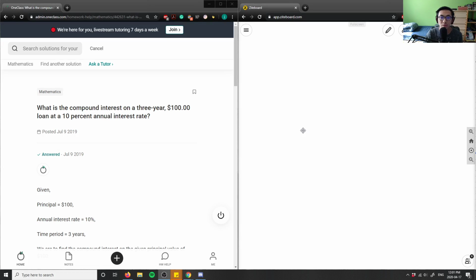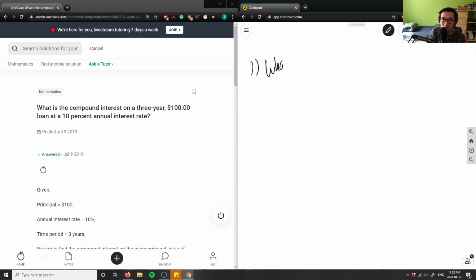Okay, so what we have here says: what is the compound interest on a 3-year $100 loan at a 10% annual interest rate? So this here is my problem. You can take a moment to think about that problem. So let's do this problem. I'll write this down for you.